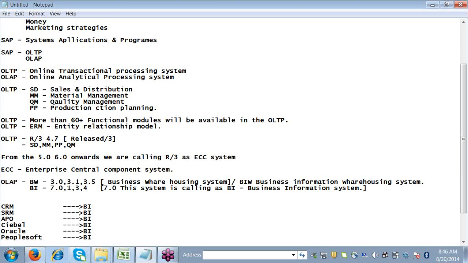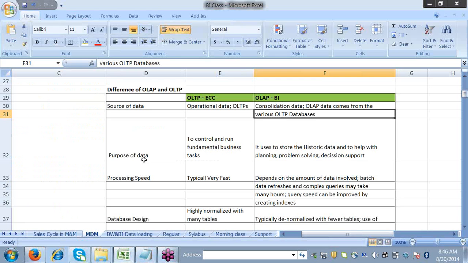So we can also even get the data from the ECC system also. So like that we do. Right? So here we see some of the differences between OLTP and OLAP.